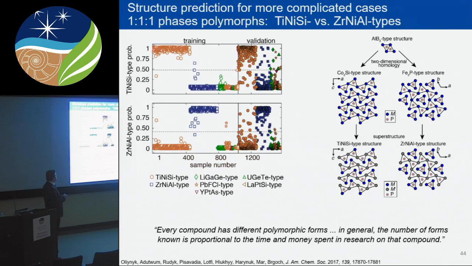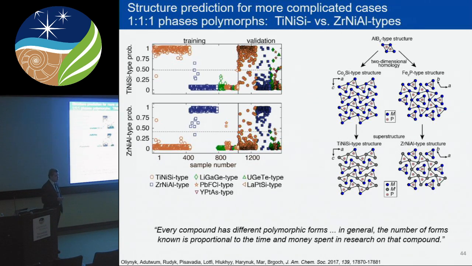So these are predictions of crystal structures and their statistics for the titanium nickel silicide type structure, shown right here, and the zirconium nickel aluminum type structure, shown right here. The compounds can be predicted quite well, but there are also some of them that have probability neither 100% nor 0%, somewhere in between.